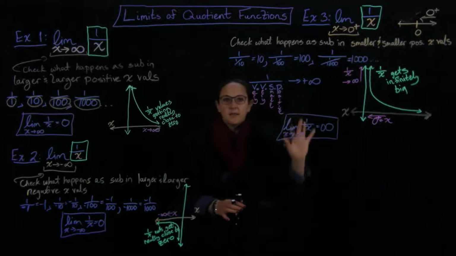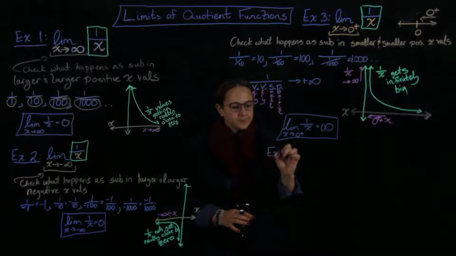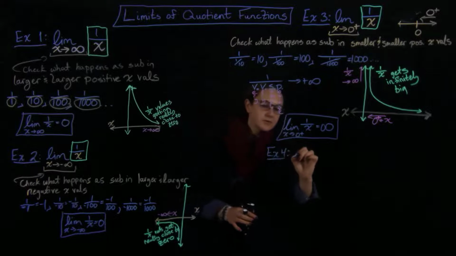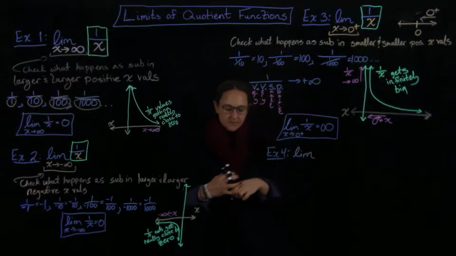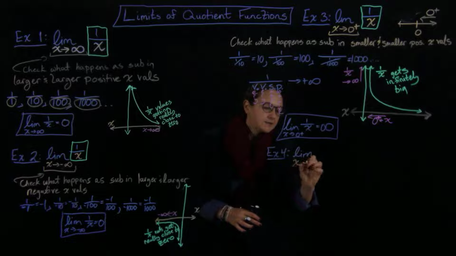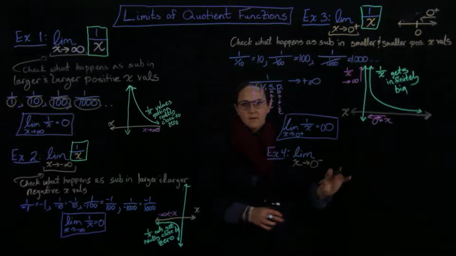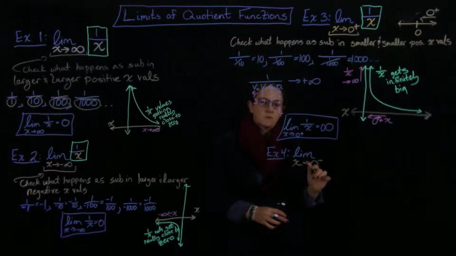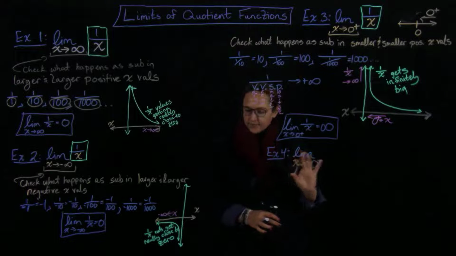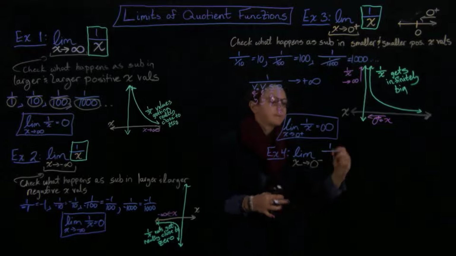And then the last example I want to go through, this is example 4. Here I want to take the left-hand limit. So x is going to 0, and we're doing the left-hand limit here. This is going to equal the limit as x approaches 0 from this side of 1 over x.